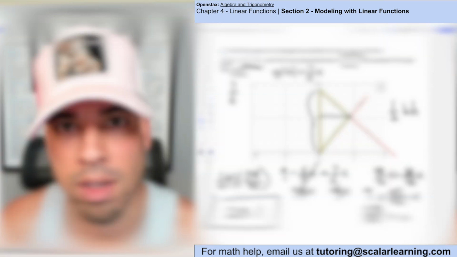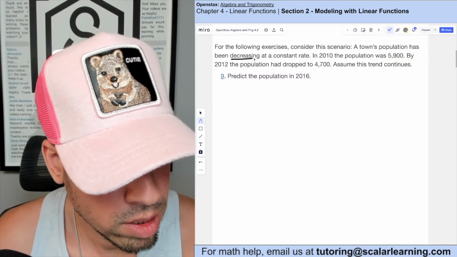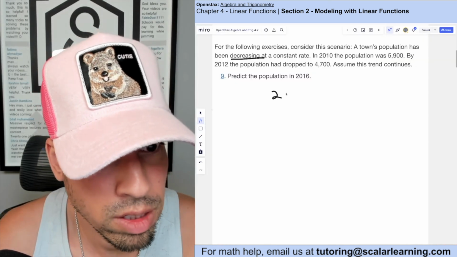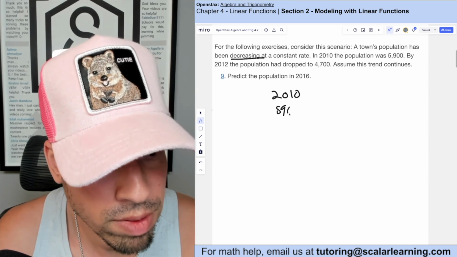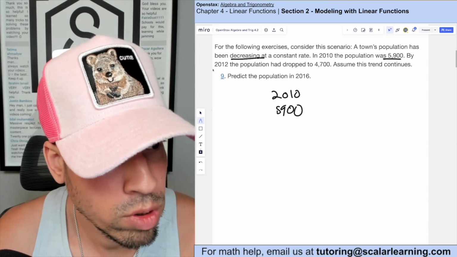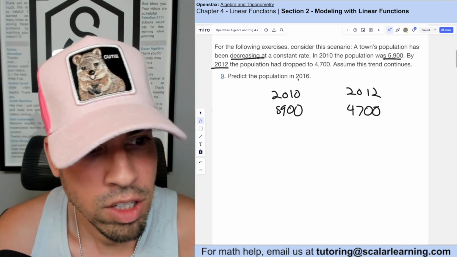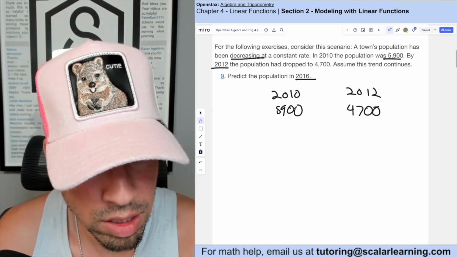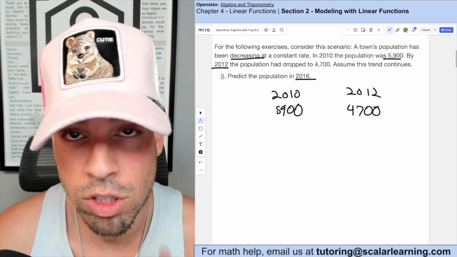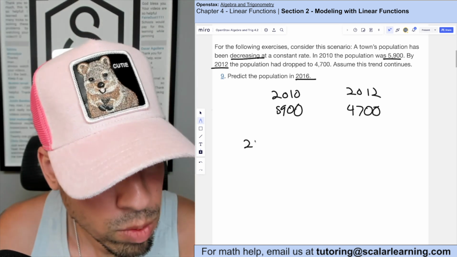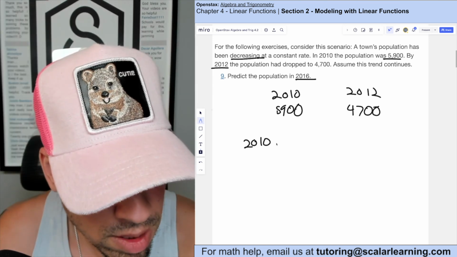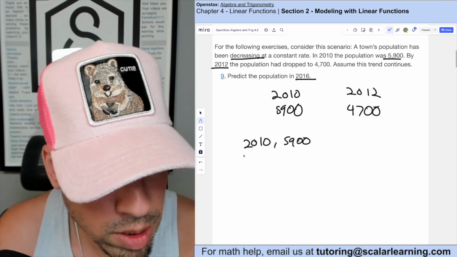Boom, done. The town's population has been decreasing at a constant rate. In 2010, the population was 5,900. By 2012, the population had dropped to 4,700. Now it says predict the population in 2016. So first things first, we need to calculate our slope, aka rate of change. So I'm going to write these out as coordinates. I'm going to stack them on top of each other and then do my slope calculation.